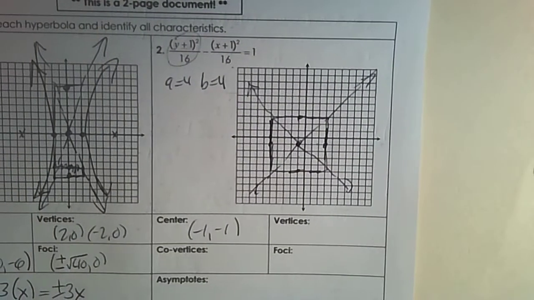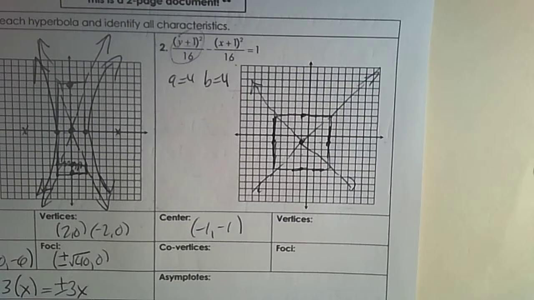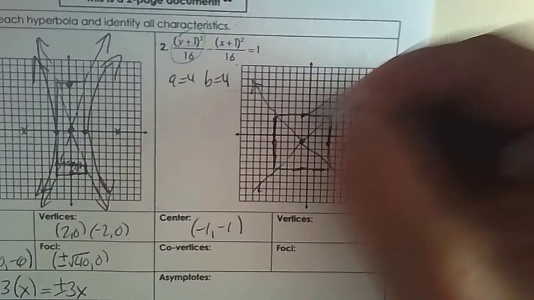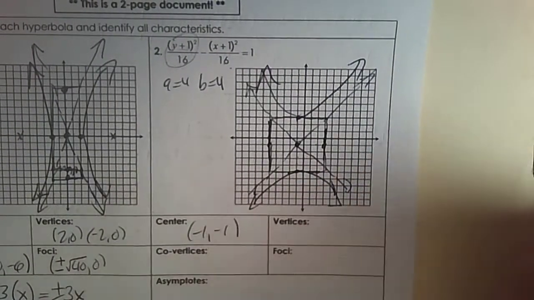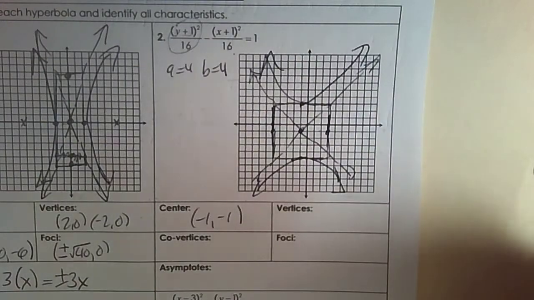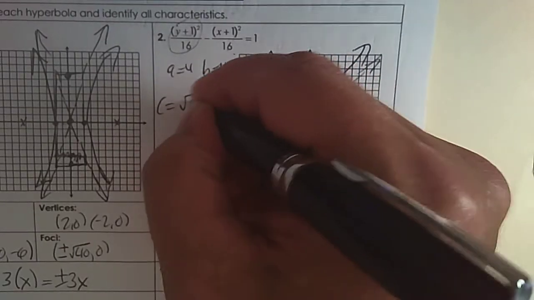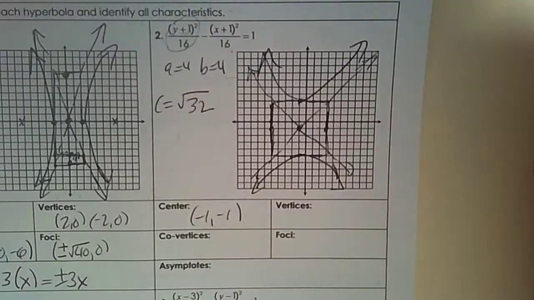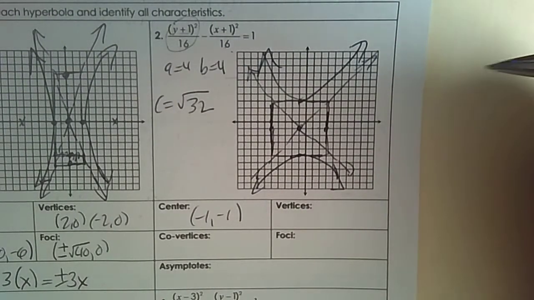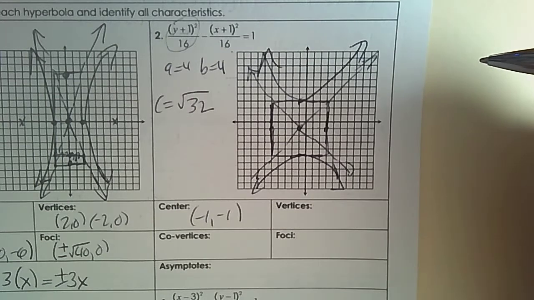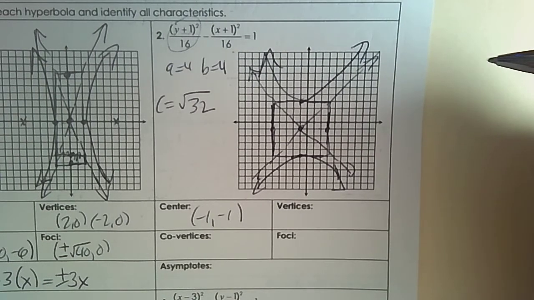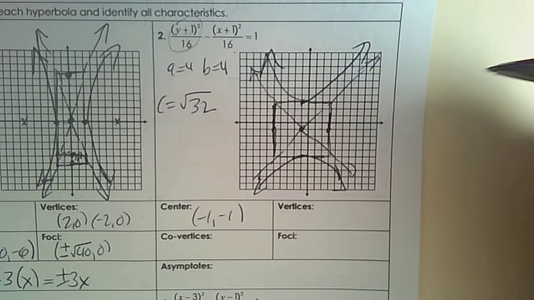Those are your asymptotes. Remind yourself, this is vertical, so it's going to go up and it's going to go down. Our C, we add them, so it's the square root of 32. What is that approximately, the square root of 32? It's between 5 and 6. So it's 5 and a little bit.